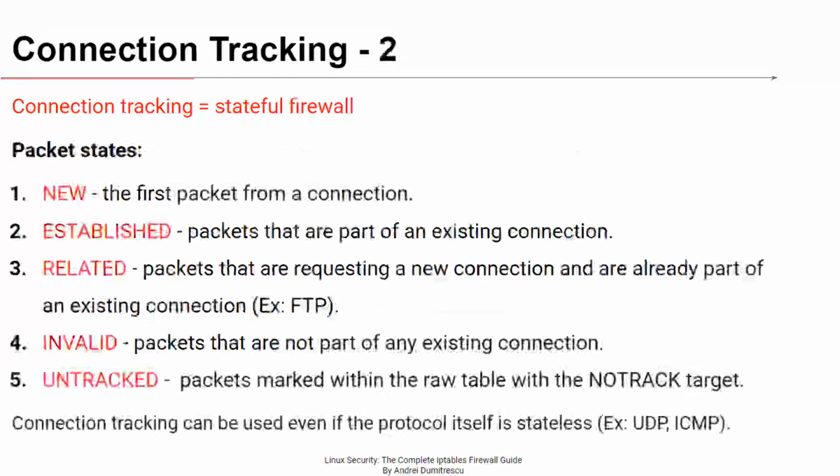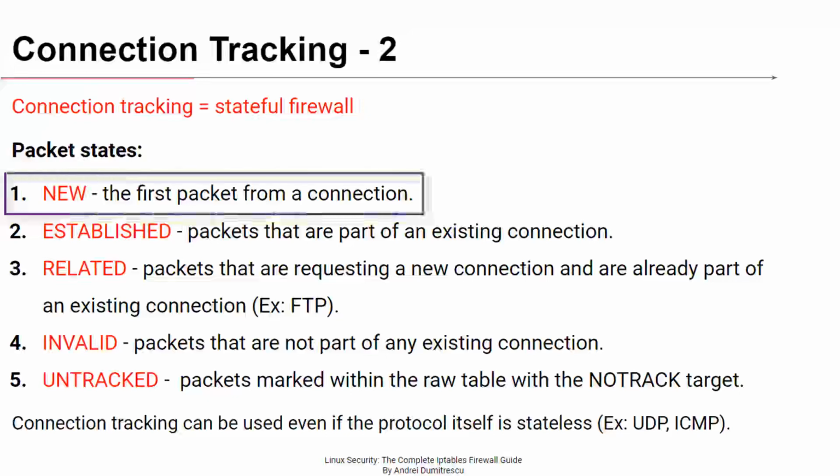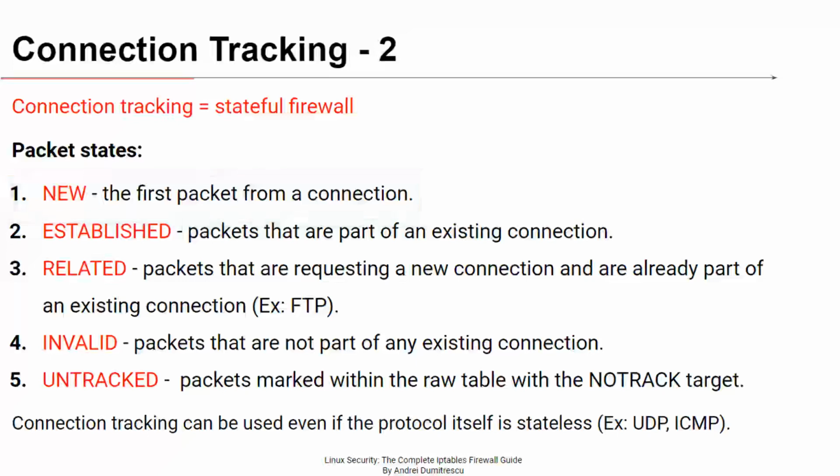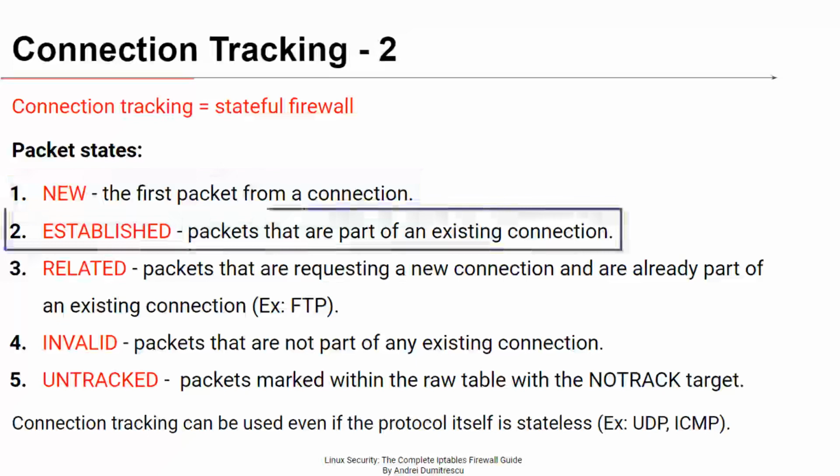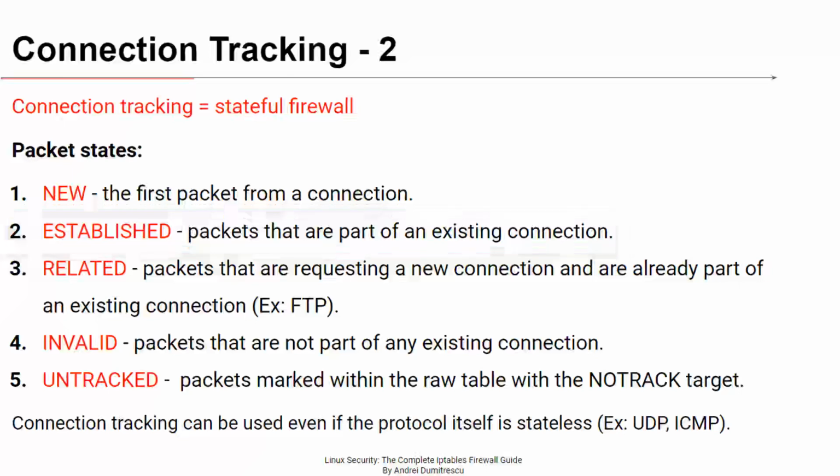For a packet, there are the following states defined. A new packet is the first packet of any connection. It's in fact the packet requesting a new connection, such as a TCP packet with the SYN flag set or the first ICMP echo request packet. Packets in the established state are those that are already part of an existing connection. All packets of the connection starting with the second packet and until the last one are in the established state.